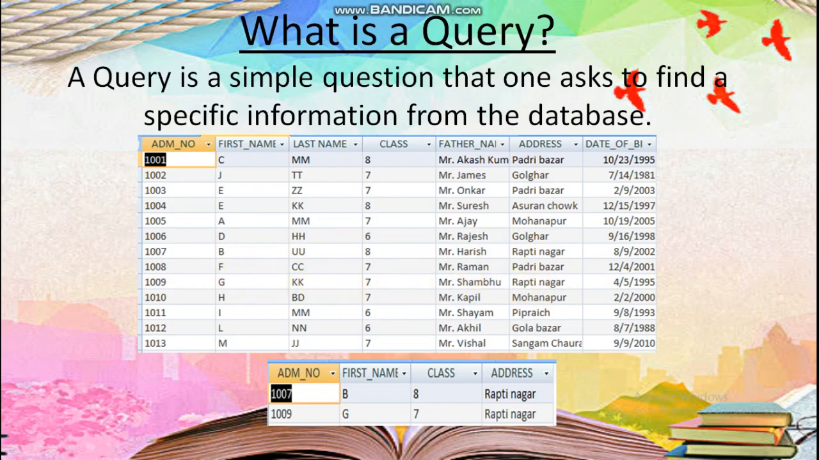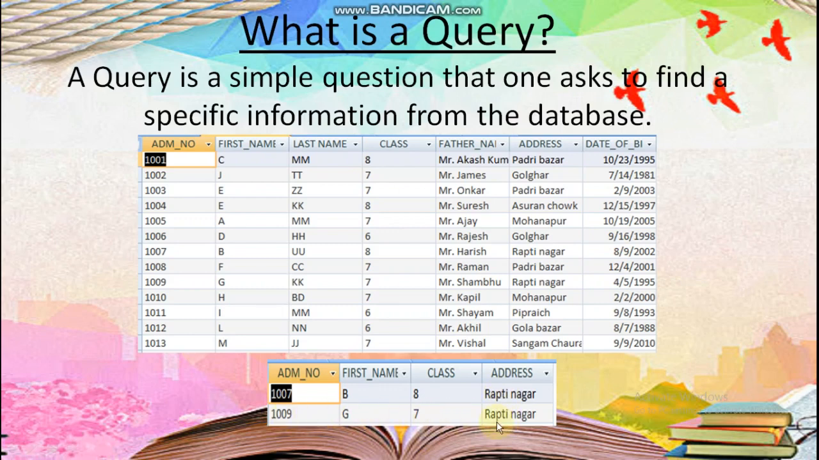Because it is a very cumbersome process to find out the selected records from a big database, we take help of the query command of Microsoft Access. With the help of the query command, we can filter out the specific data from the database and keep it as a new separate table in the same database. As you can see, the resultant table is here and it is showing the result of the query, that is, the students who belong to Rapti Nagar.